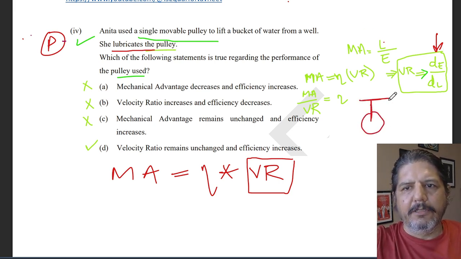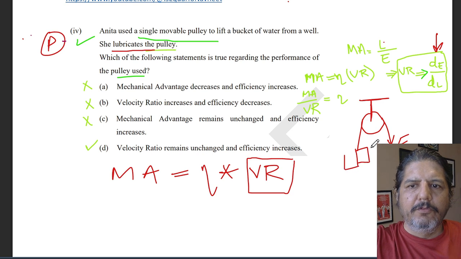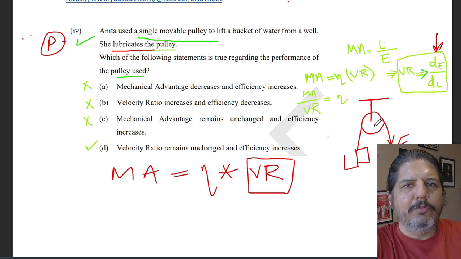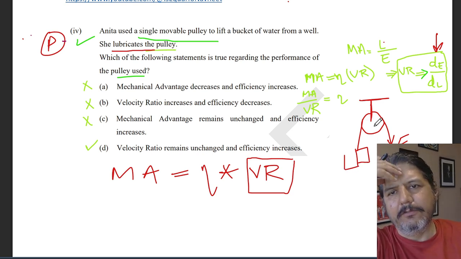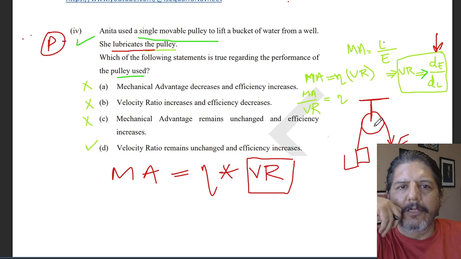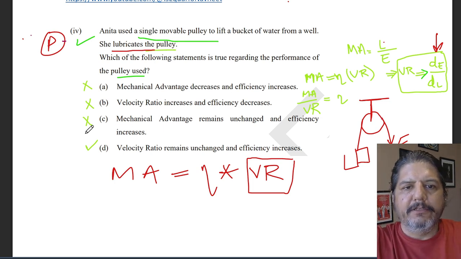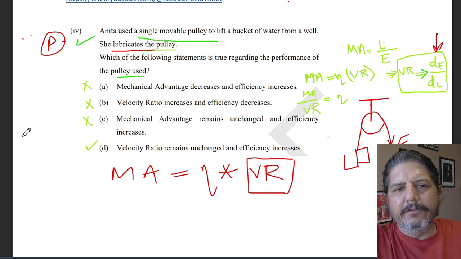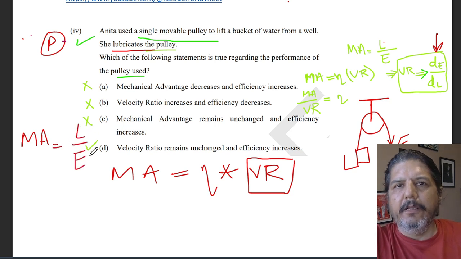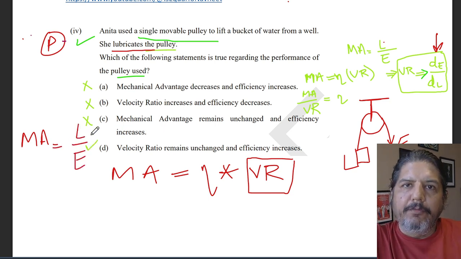In this case, a single movable pulley will have a configuration something like this. So here you will have effort and here you will have load. So the distance moved by the effort and the load would remain the same. So VR won't change. That anyways will remain constant. What will change is the mechanical advantage. Mechanical advantage is load by effort. Now, if you look closely, if you lubricate, the load will remain the same.